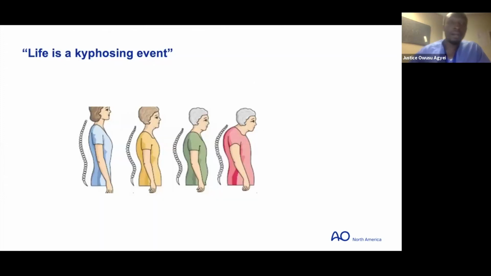So jumping into my talk, the statement for this talk is life is a kyphosing event. As we age, our ligaments weaken, and so we lose our natural lumbar lordosis and gain an increase in thoracic kyphosis, which ultimately leads to us leaning forward or falling forward as we age.